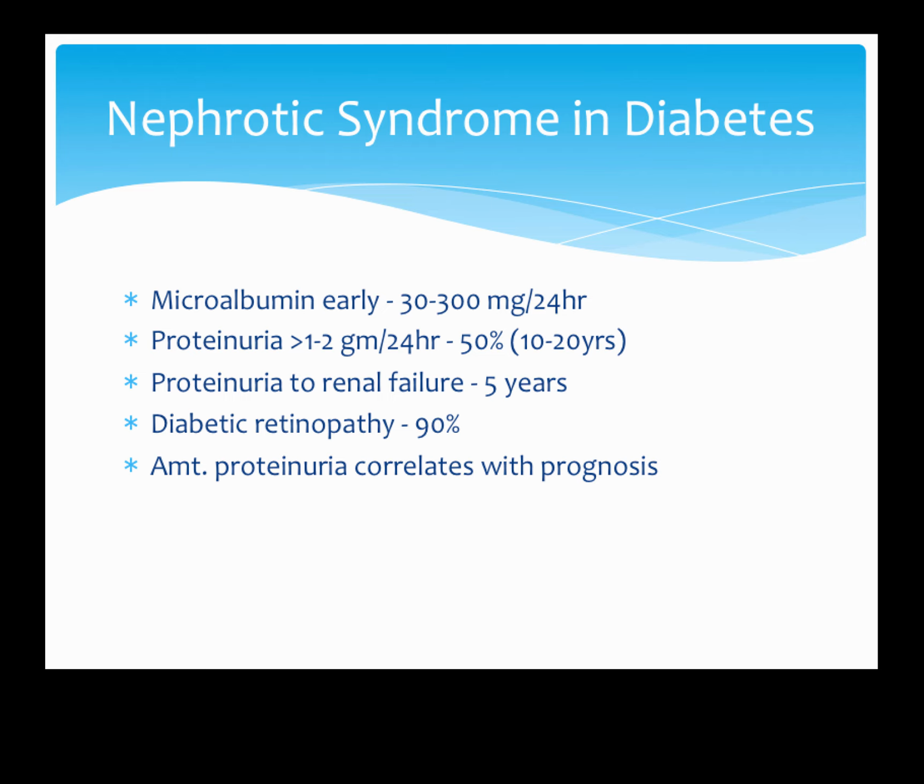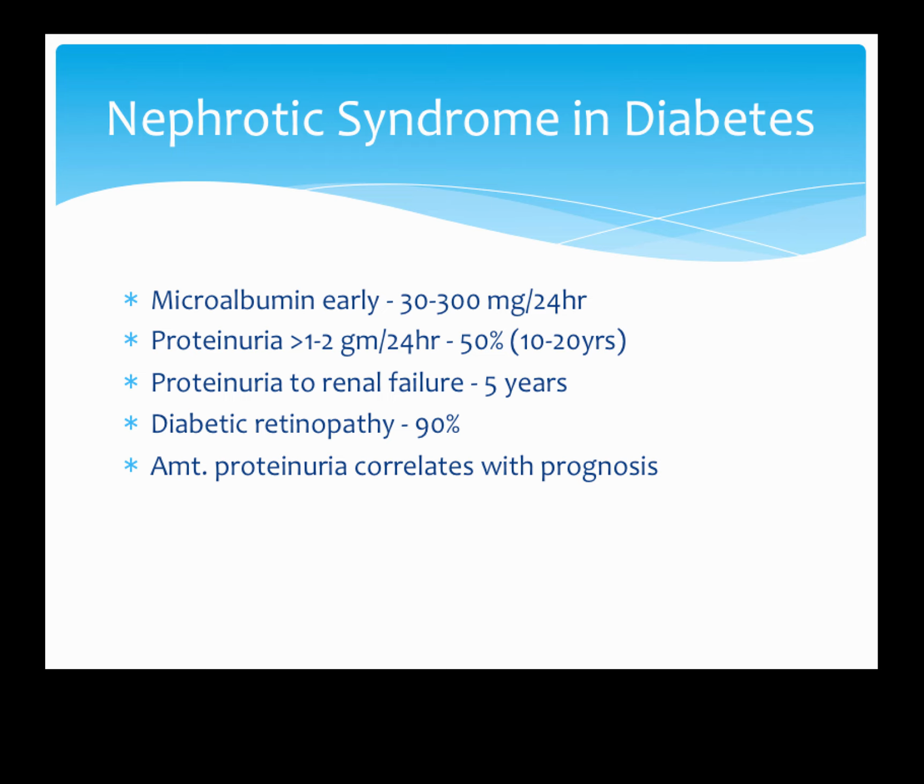Once the patients develop more significant proteinuria in the range of 1 to 2 grams per 24 hours, these patients will inevitably go on to renal failure. We know that only about 50% of patients with type 1 diabetes develop proteinuria and end-stage renal disease, and so there appears to be a genetic protection of some patients with type 1 diabetes from developing significant kidney disease, but we don't really understand what that is.